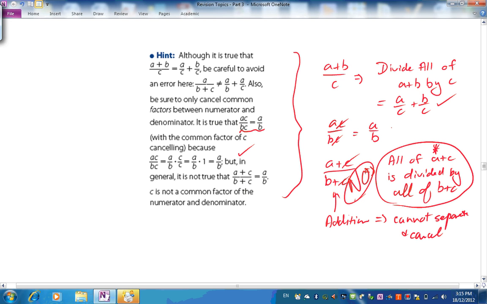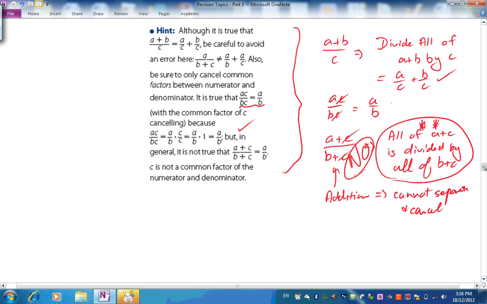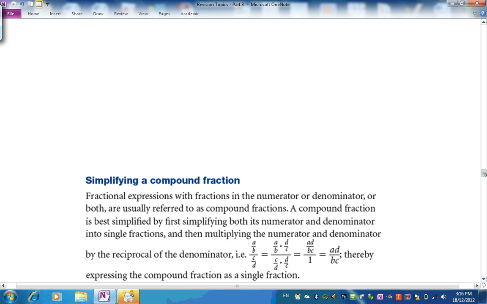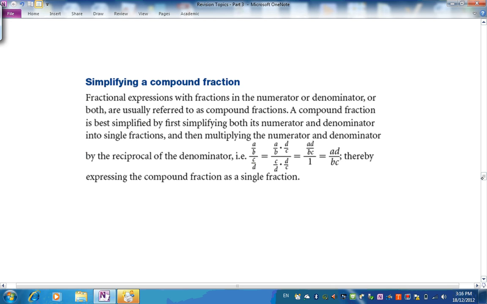Because this is the real meaning here. You can't split that term. Okay, let's move on a little bit, building up a few skills here. What about a compound fraction? You've learnt this way back in year 7.